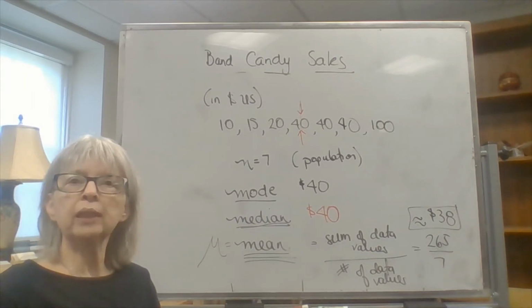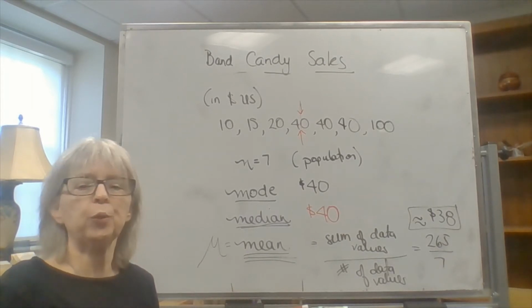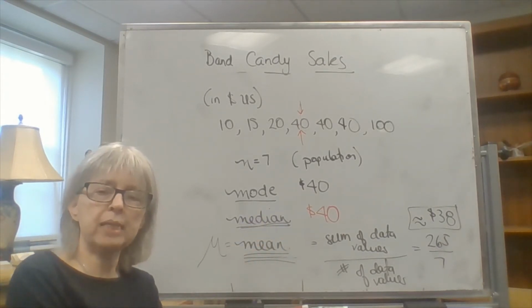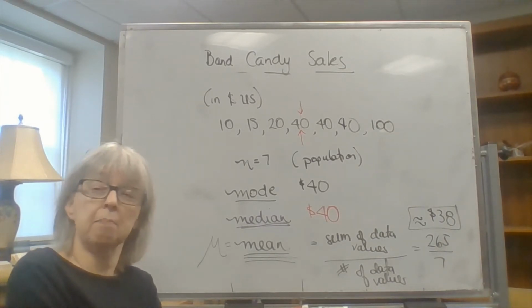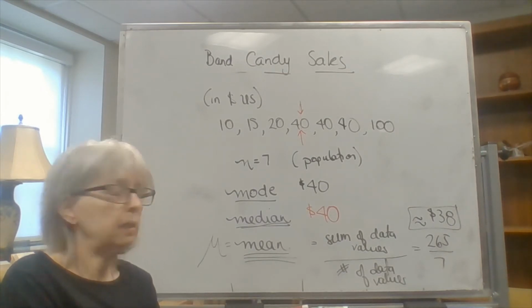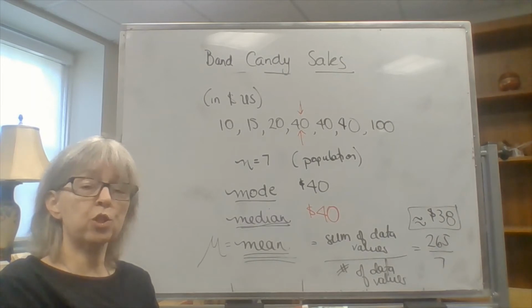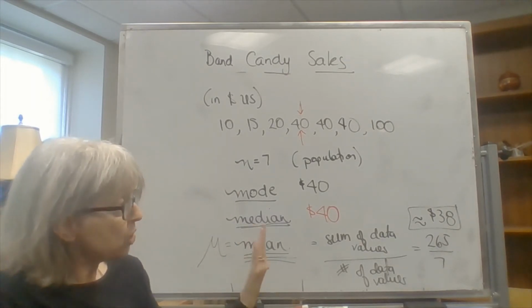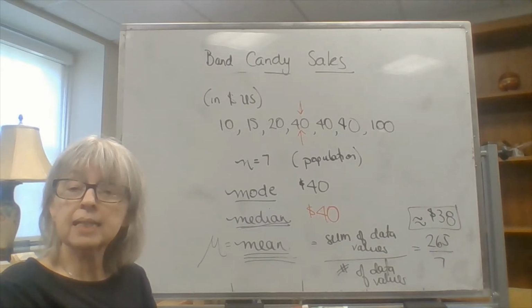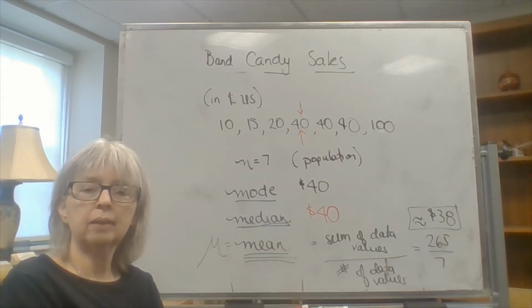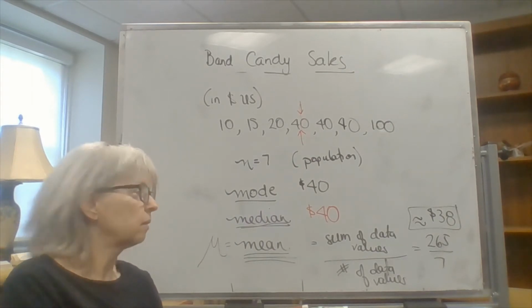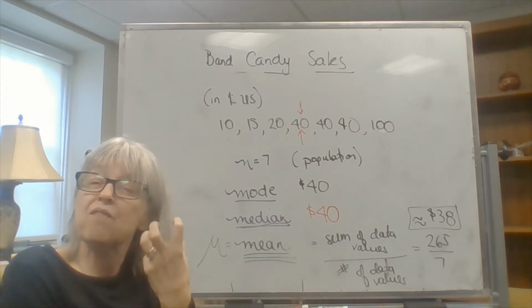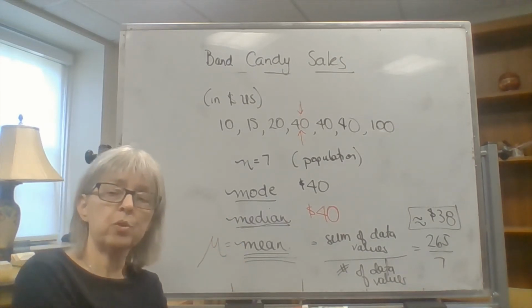Which number more accurately reflects, as a single value, what those 7 trumpet players were able to sell? Is it 40? And if so, is it because it's the mode? More kids sold $40 worth of candy? Is median the better describer because it's the number in the middle? Or is 38 the better describer because it takes all the numbers into account? Mode only takes one number into account. Median takes how many numbers you've got into account. And mean takes the value or the size of the numbers into account.